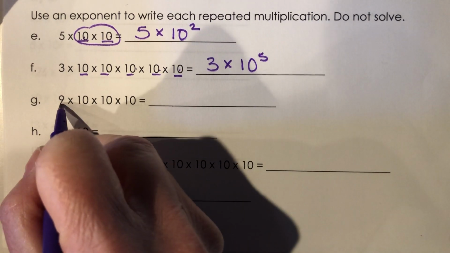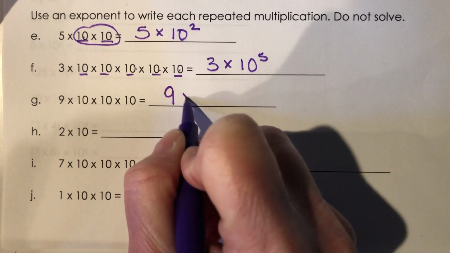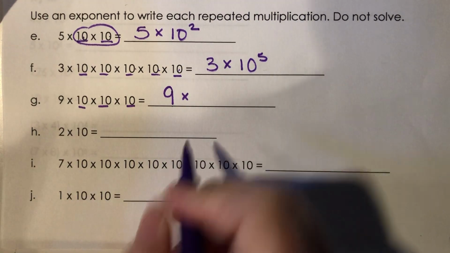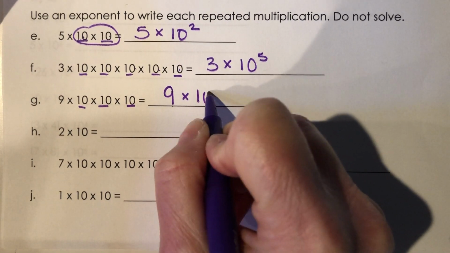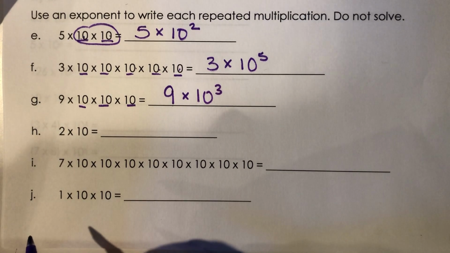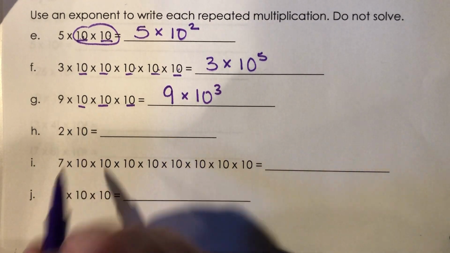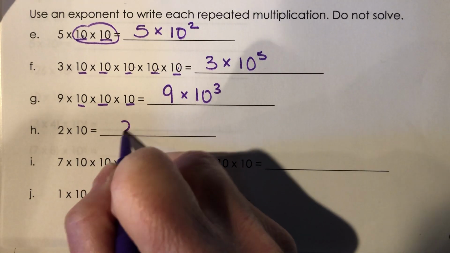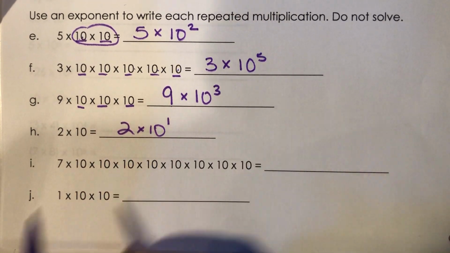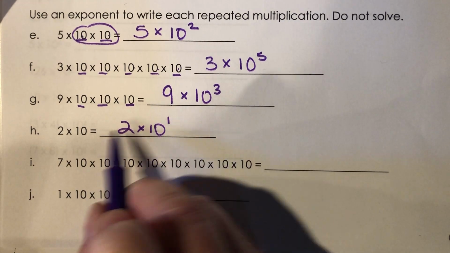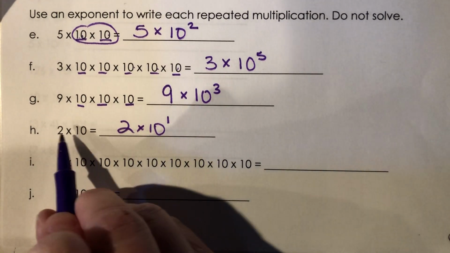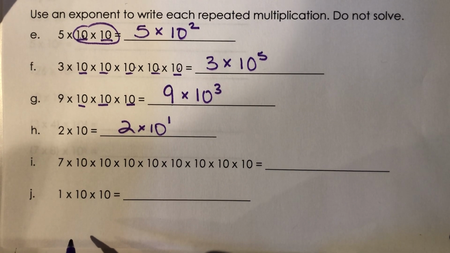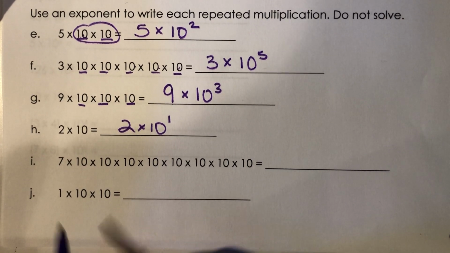All right, for letter G, 9's not being repeated, so I'm just going to write the 9 times. I see that I'm repeatedly multiplying 10 3 times, so this would be the same as 9 times 10 to the 3rd power. Here, how do I write this as an exponent? Well, as a power of 10, I can write 2 times 10 to the 1st power. 10 to the 1st power is the same as 10. I know this one's a little weird, but I want to make sure that I always give you the examples that are a little weird, so when you see them, they're not weird.